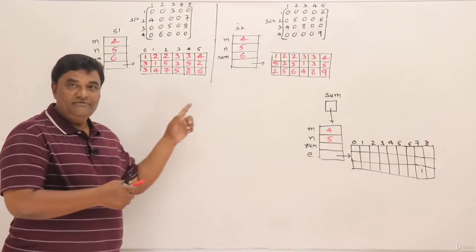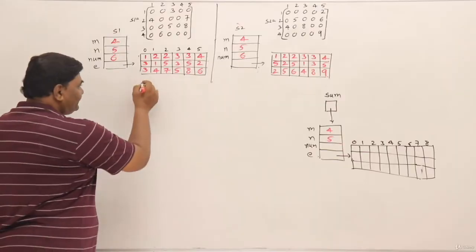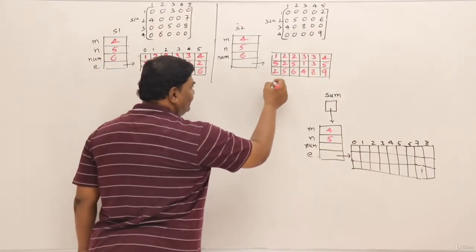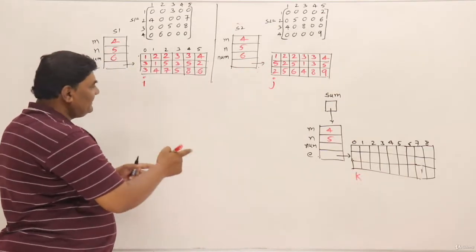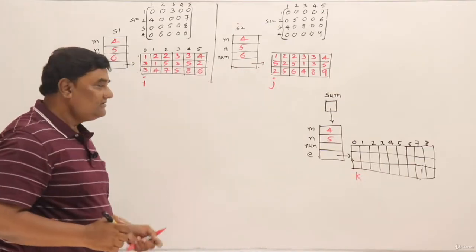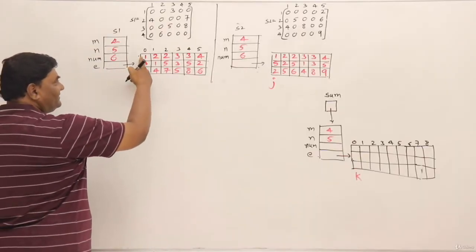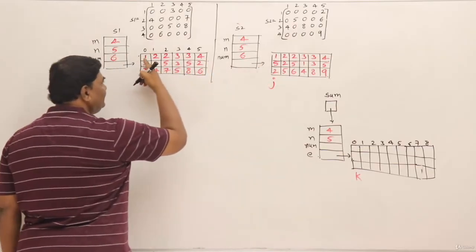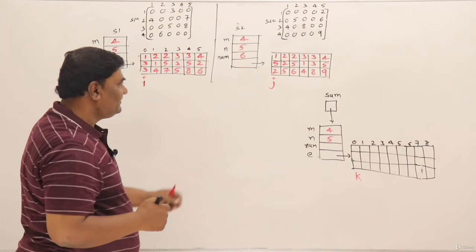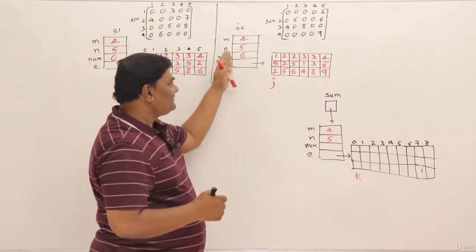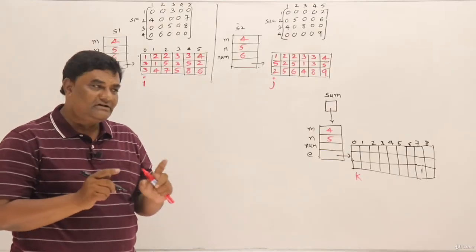Now let us write the code for adding them. For adding these matrices, we need index pointers: i at the start of this, j at the start of this, and k. So i, j, k, all of them should be 0. Then let us see the procedure. First check the row numbers. Among these row numbers, if S1's row number is smaller, then copy this one there. If S2's row number is smaller, then copy that one. So whoever's row number is smaller, copy that one.